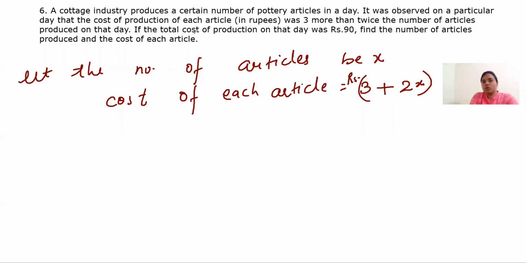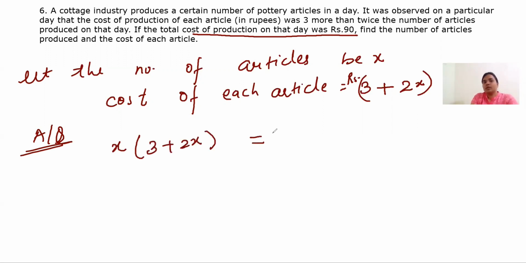After that it is given the total cost of production on that day was rupees 90. So according to the question, the total cost of production, how can you find that? Number of articles multiplied by cost of one article. That will be the total cost. So number of articles multiplied by cost of one article is equal to total cost of production. And this is given as 90. So we can equate it, x multiplied by 3 plus 2x is equal to 90. We will frame a quadratic equation and we will solve by using the factorization method.